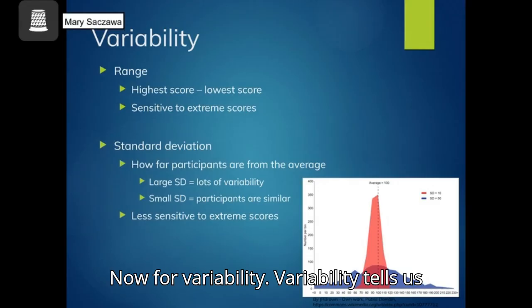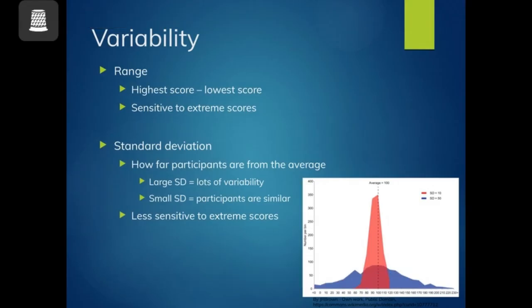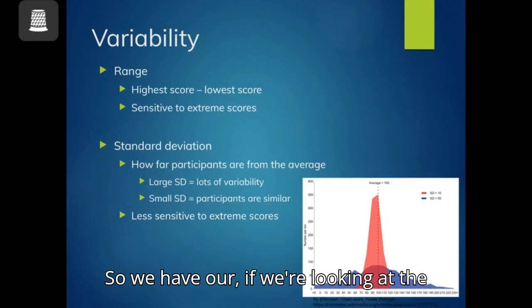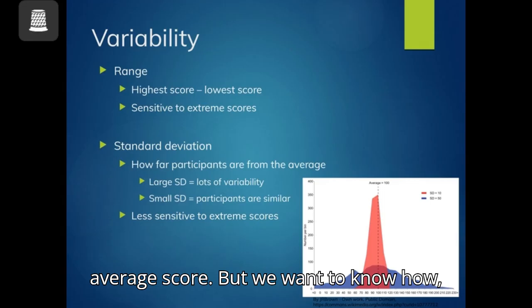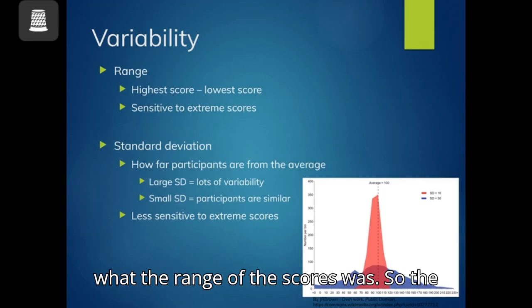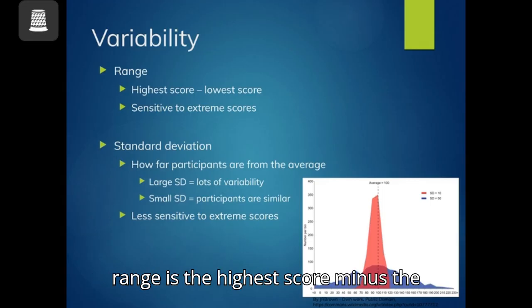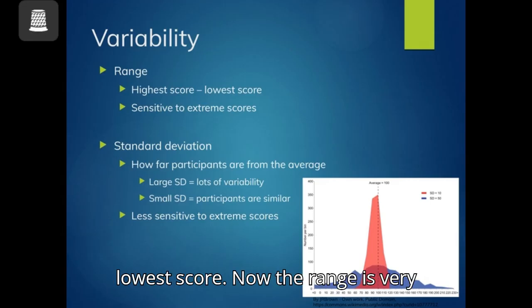Now for variability. Variability tells us how far apart the scores are spread. If we're looking at the mean, for instance, that tells us our average score, but we want to know what the range of the scores was. So the range is the highest score minus the lowest score.